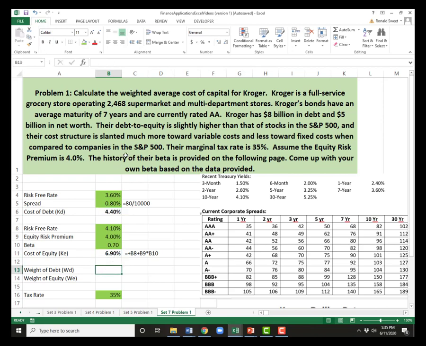Now let's do the weighted debt. So we can see Kroger has $8 billion in debt and $5 billion in net worth. So what we'll do is take their debt divided by their debt plus their equity. And I'll put that as a percent, 62%. So I just did 8 divided by 8 plus 5.